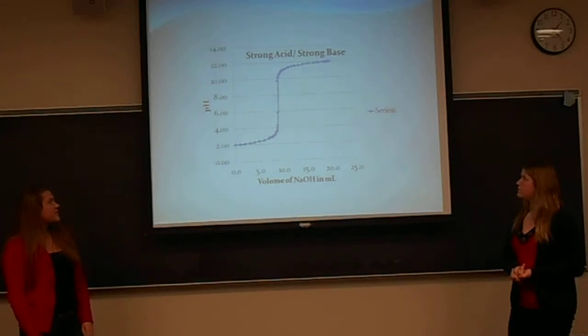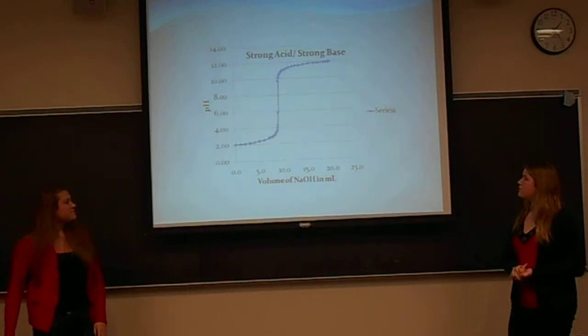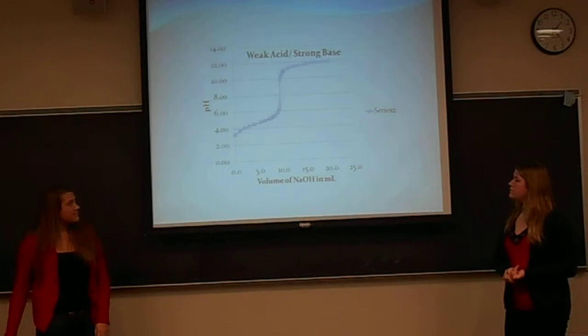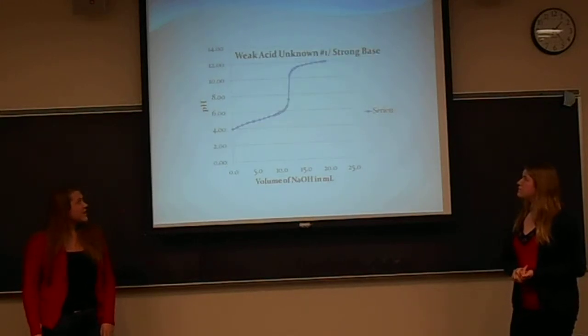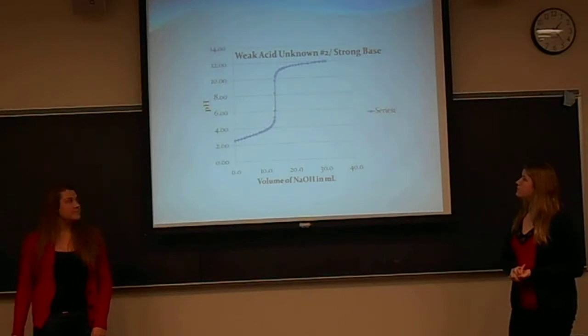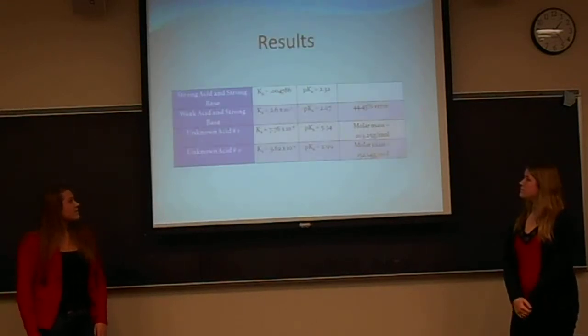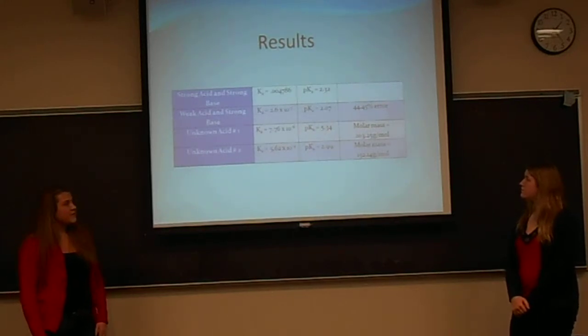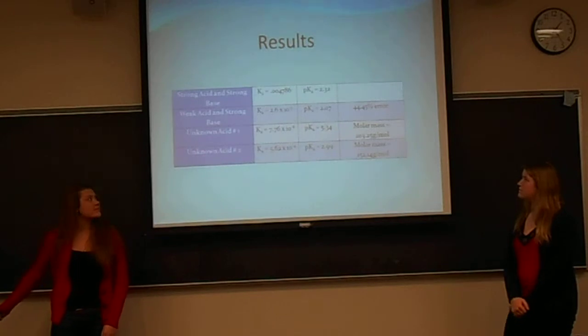Here's our graph for the strong acid and strong base, and you can see that the pH is 7 at the equivalence point, right in the middle. And the weak acid, you can see that it's higher. And here's our first unknown, and our second unknown. Here are results, and the pKa's you can show, and then it will show the pH that we found.